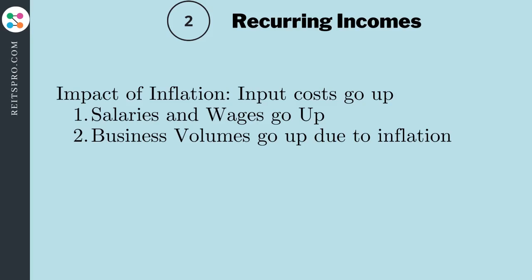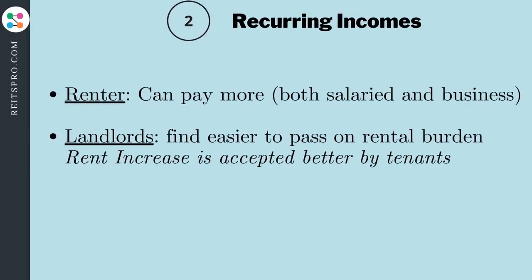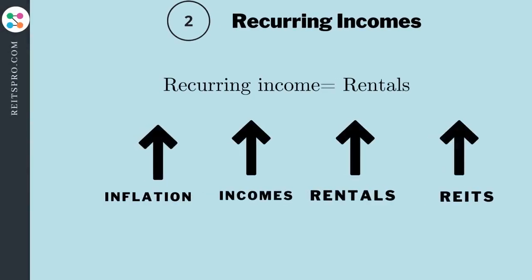So both salaries and business volumes go up, and then the impact of this is that first, from the point of view of renters, they can pay more, both salaried and business people. And second, the landlords find it far easier to pass on the rental burden. They can always say that the inflation is high, so we are negotiating the rentals, and the increase is accepted better by tenants. So the impact of increased rental incomes because of inflation is that the incomes go up, therefore the rentals paid go up because of both factors, capacity as well as negotiation by landlords. And fourth, the price or the value of REITs goes up, because the value of REITs is directly dependent on the yields that they are giving.